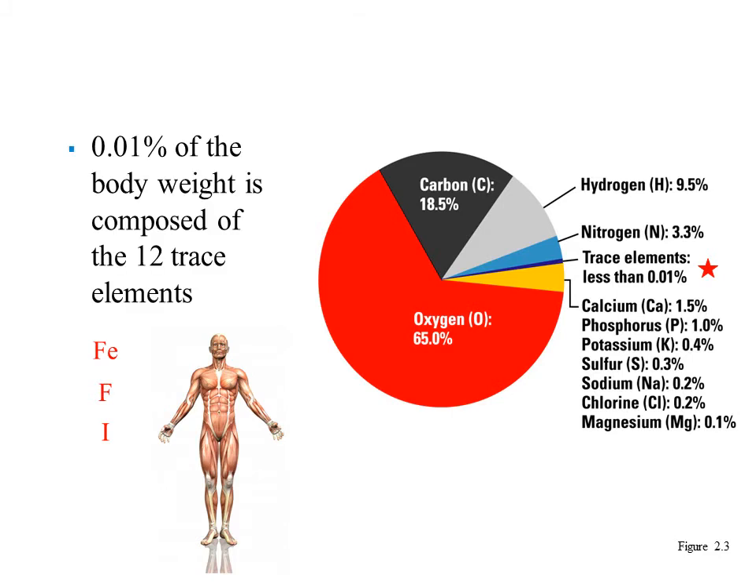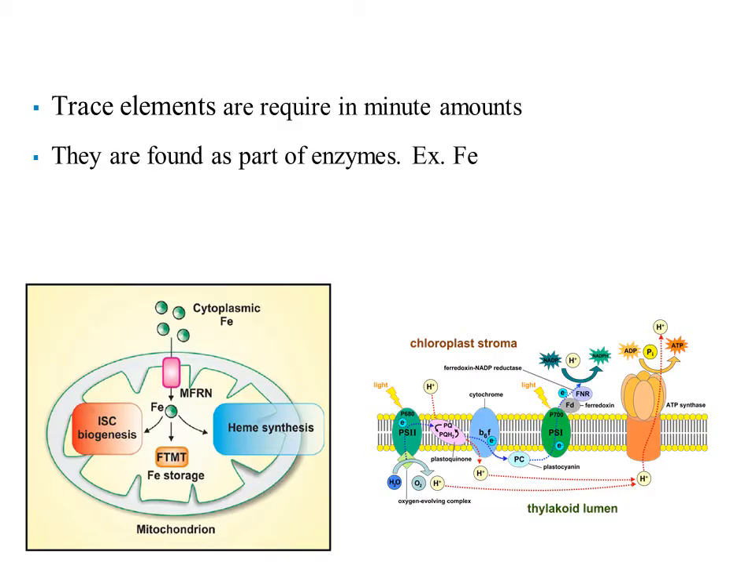The next category is the trace elements. 12 elements make up the trace elements. They make up 0.01% of the body weight. One of these trace elements that we will discuss is iron. So iron is required in minute amounts.